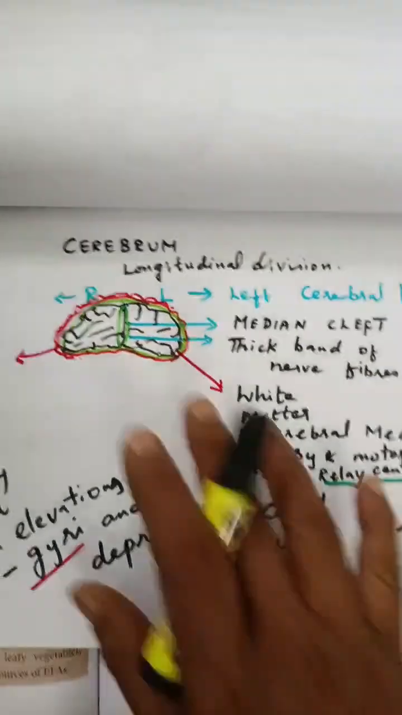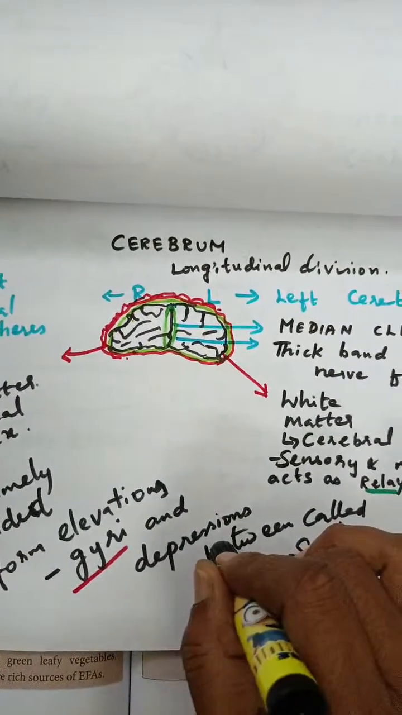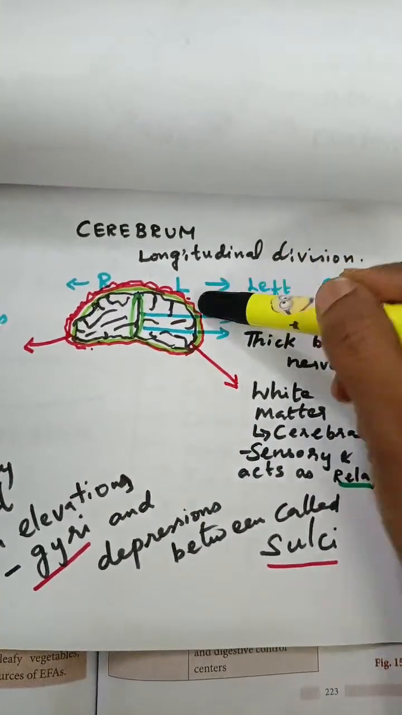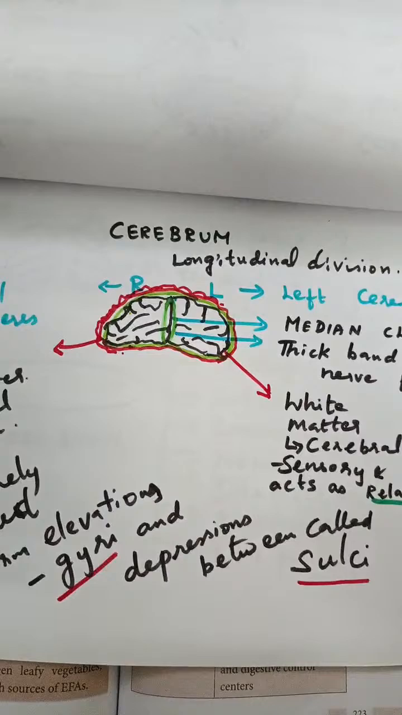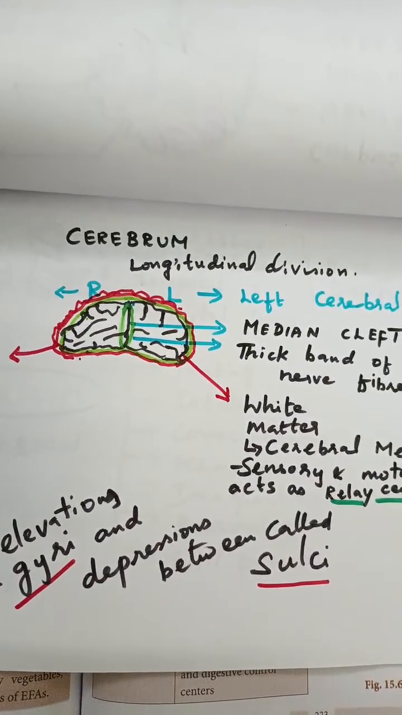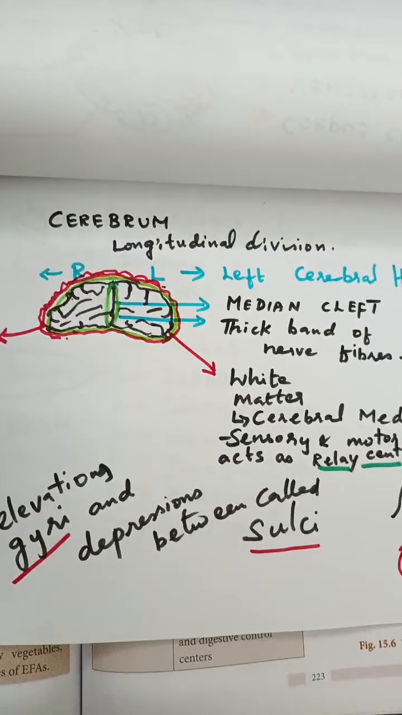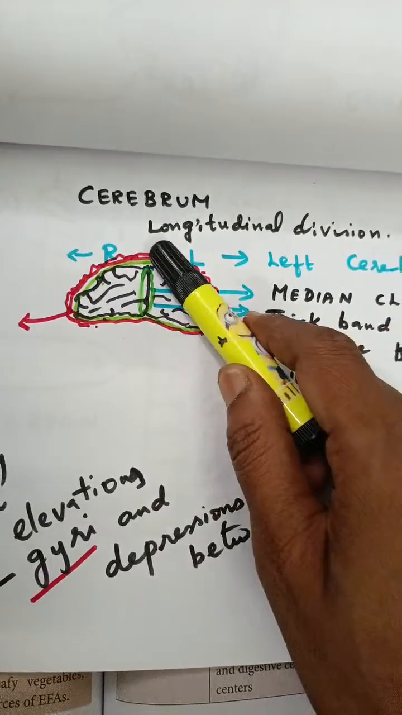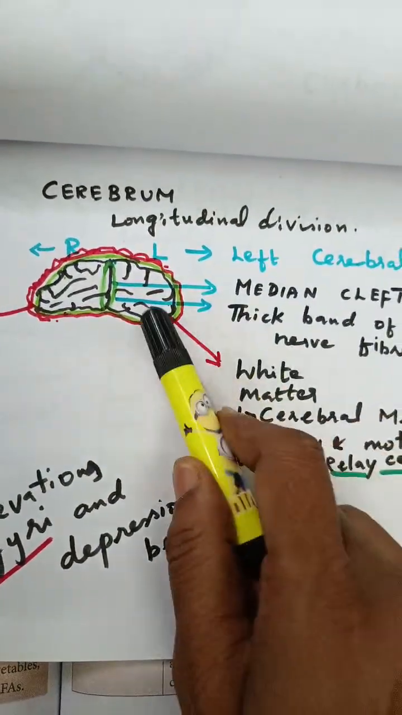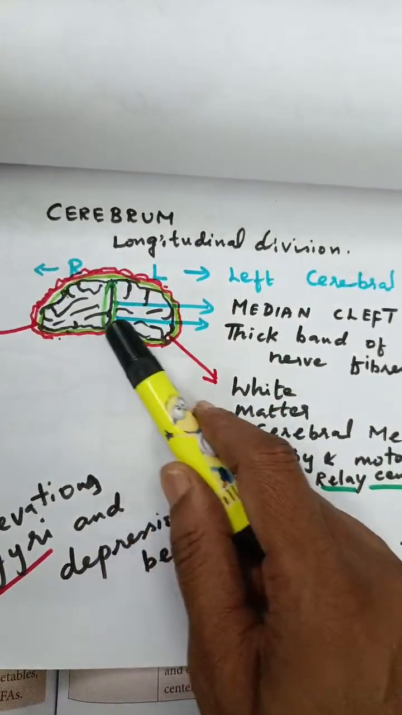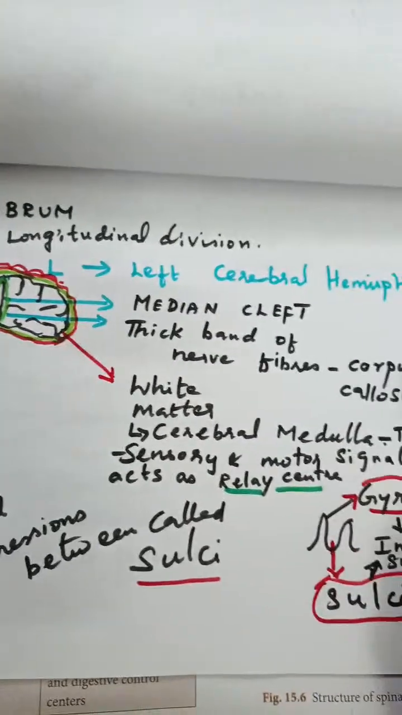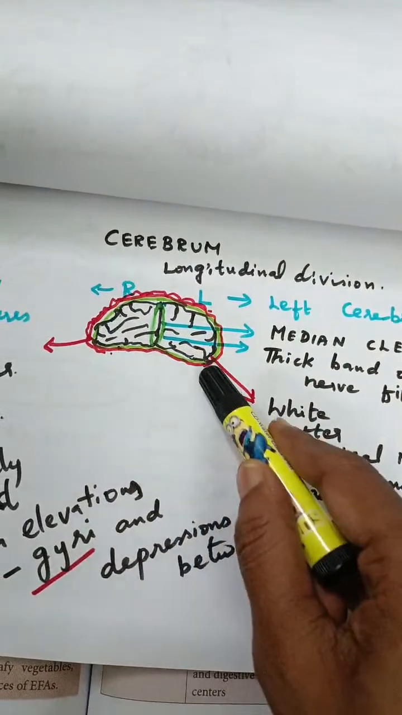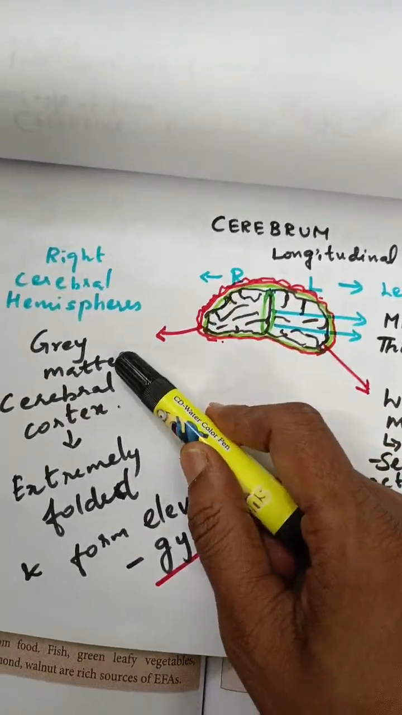This is about the cerebrum. Okay, hope you have understood about the forebrain. What is the forebrain? The forebrain has the cerebrum and the diencephalon. The longitudinal division of the cerebrum is divided into two hemispheres. What are they? The right and the left hemispheres, and they have a division known as the median cleft. And apart from that, these two hemispheres are interconnected by a thick band of nerve fibers, known as the corpus callosum. And the outer covering of the cerebrum is made up of gray matter.